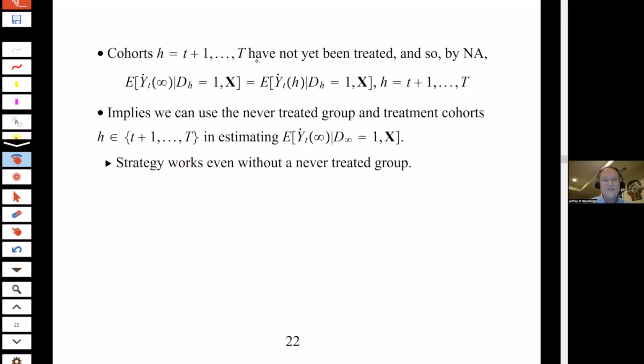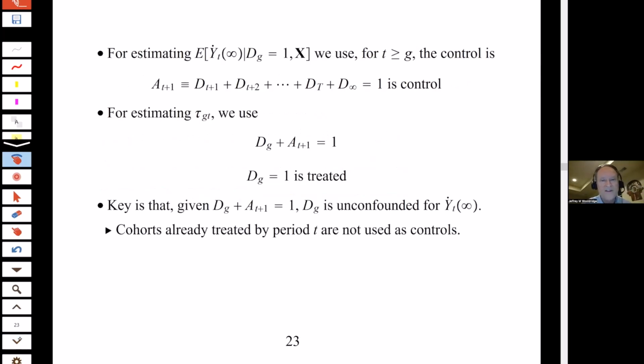Okay, and the good controls are the not yet treated units. This includes, of course, the units that are never treated in the sample. By the way, I slipped this in: this strategy works even without a never treated group. It's just that if every unit is treated by the final time period, in effect, that final treated group becomes the control group. And again, we discuss in our paper how you interpret that when you've imposed no anticipation and parallel trends.